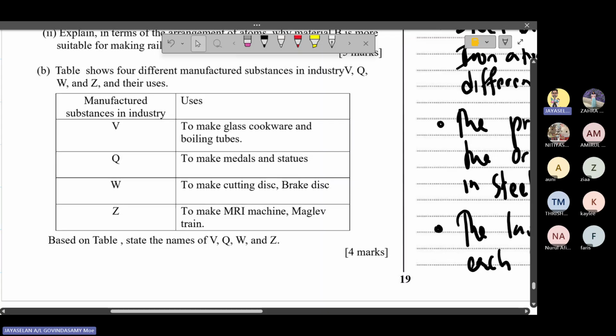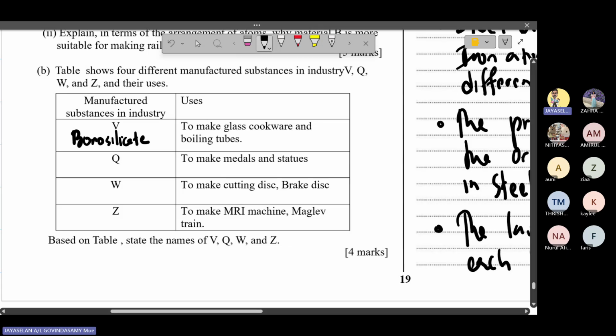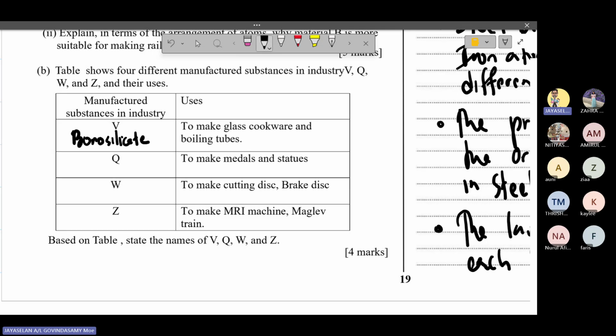Okay, look at this one. To make glassware and boiling tube, this is called what? Borosilicate glass, which can withstand high temperature. To make metal and statue, this is bronze. To make cutting disc and brake disc, this is under advanced ceramic. And what is the name of the ceramic? Silicon carbide.